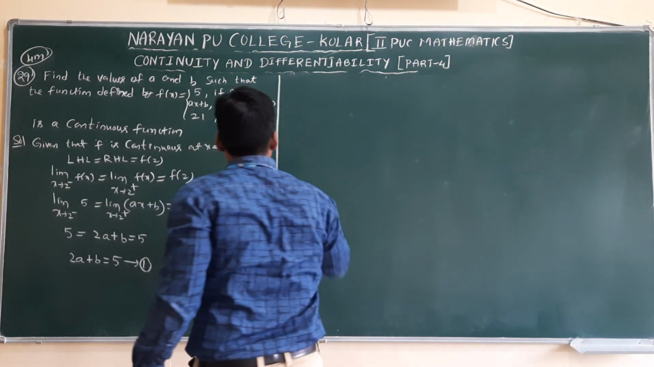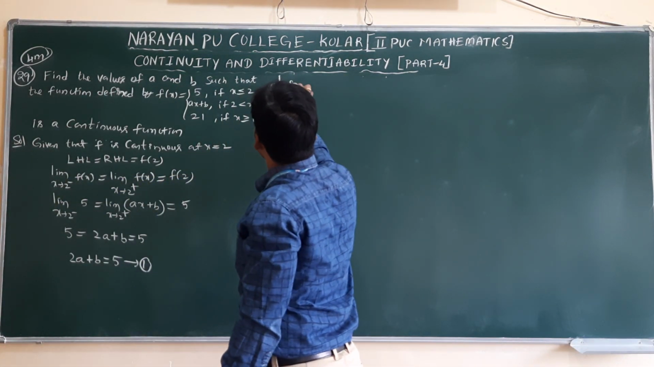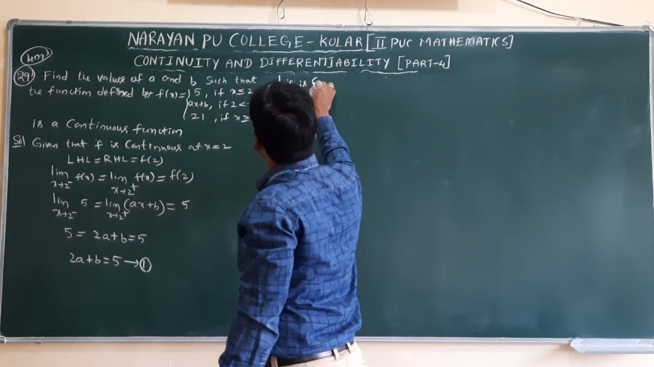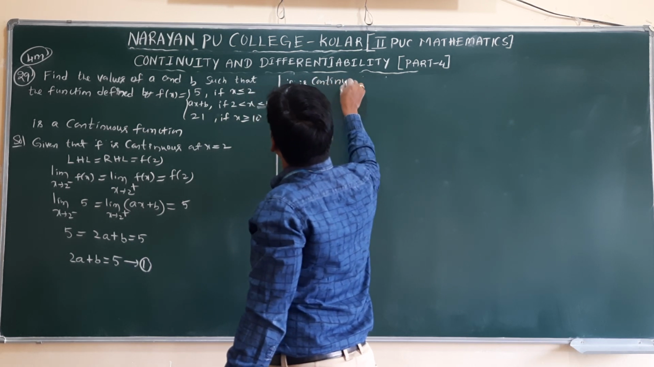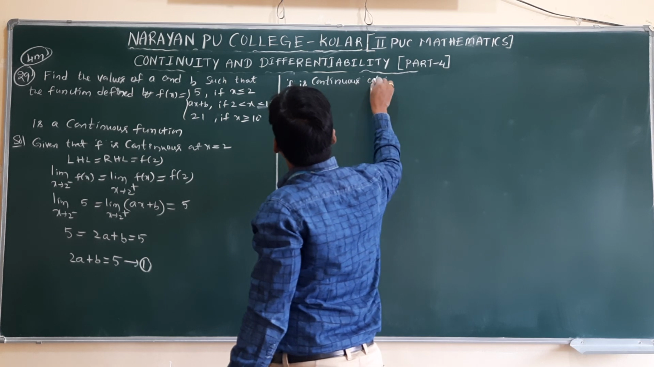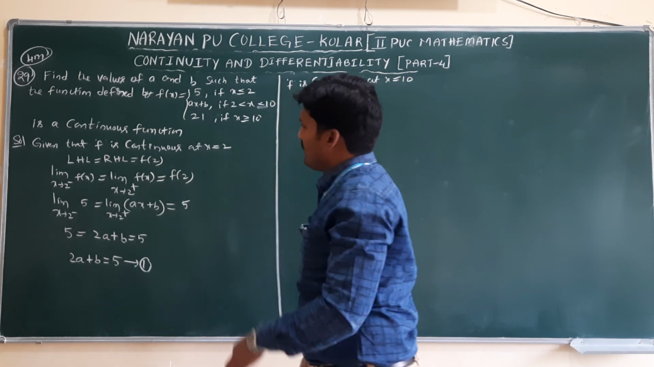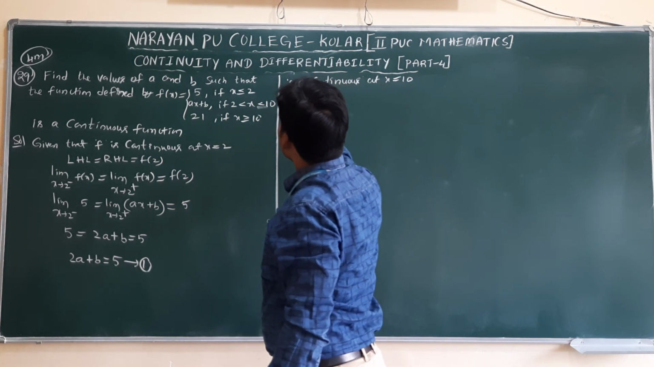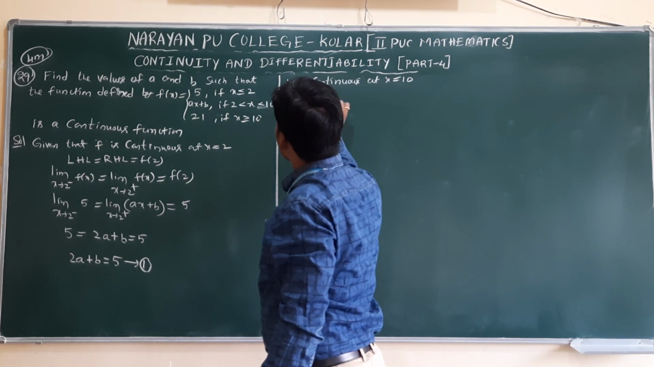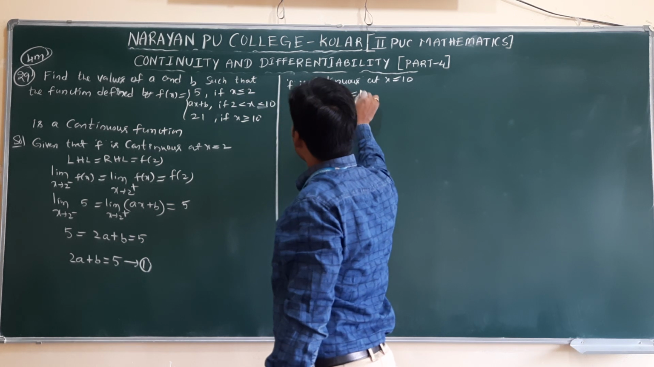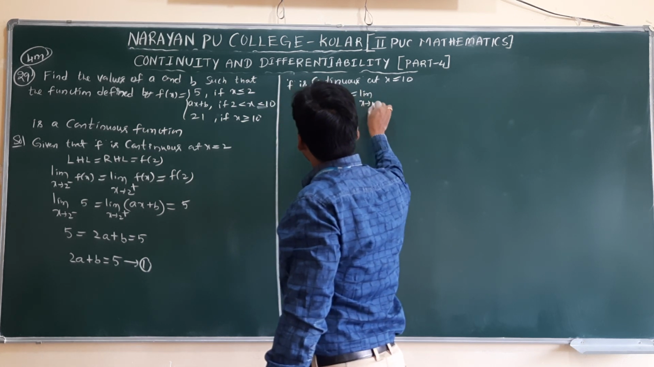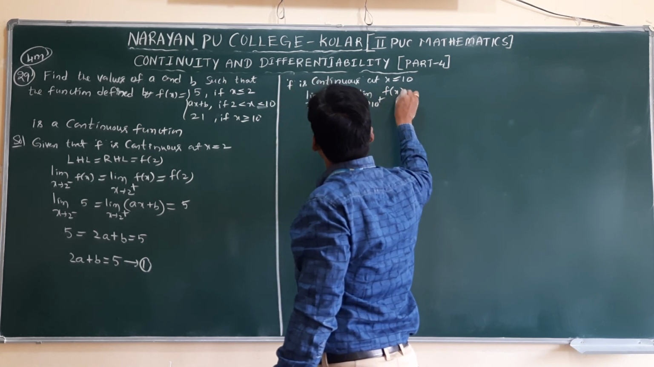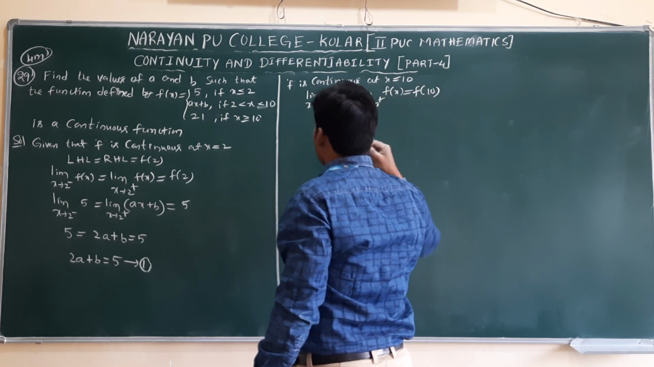Next, we'll take another condition. f is continuous at x equal to 10. We can take LHL, RHL and f of 10. Otherwise, we can take it directly also. Limit extends to 10 minus is called LHL. Limit extends to 10 plus is called RHL. f of 10 means the function value.